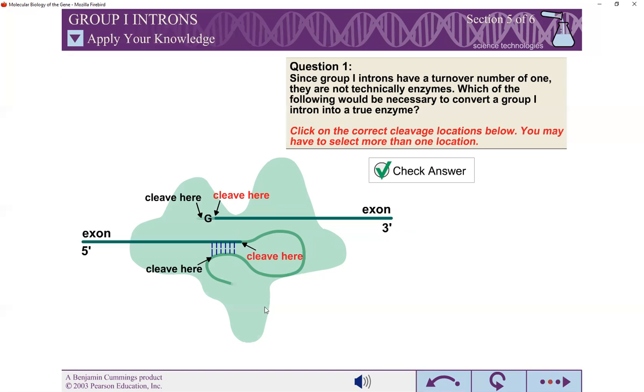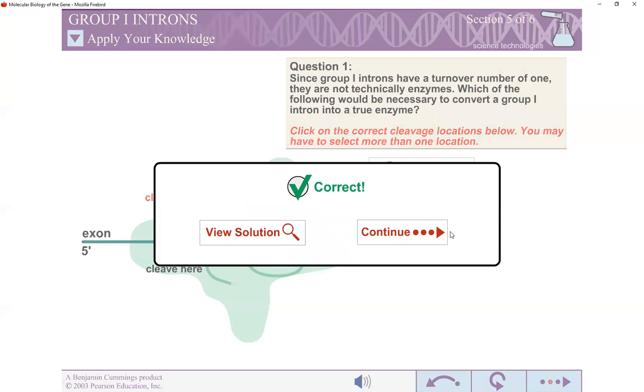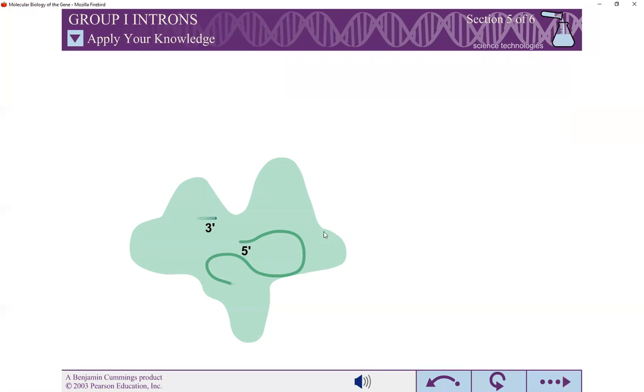Okay, sorry, just a second. The first cleavage must take place here, and then the second cleavage will take place here, for the two exons to be ligated together. Correct. See, this is the 5 prime end, and this is the 3 prime end.